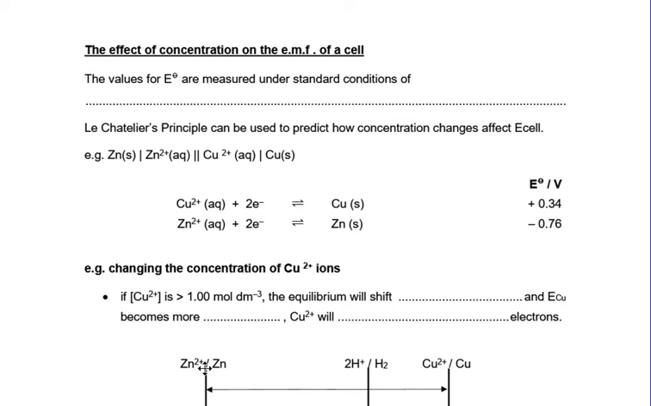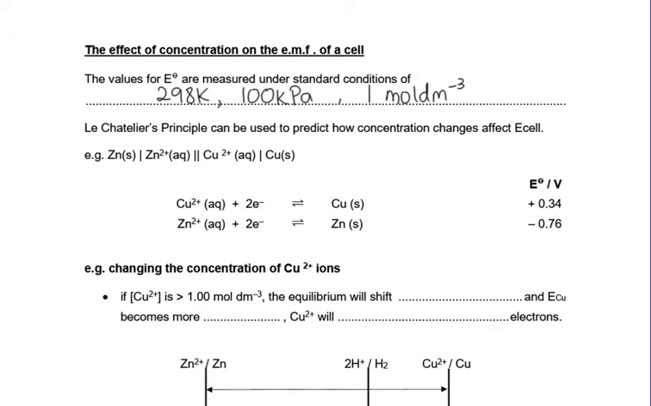So in this video what we're going to do is look at the effect of changing the concentration on the EMF of a cell. So we mentioned at the beginning of the pack that EMFs are measured under standard conditions of a temperature of 298K, a pressure of 100 kilopascals and a concentration of 1 mole per decimetre cubed. And what we're going to look at in this section is what effect changing that concentration would have on the value that you would read on that voltmeter.